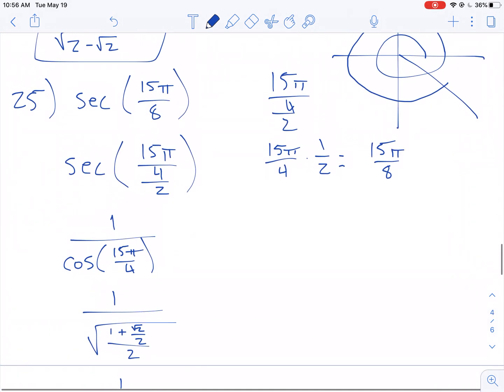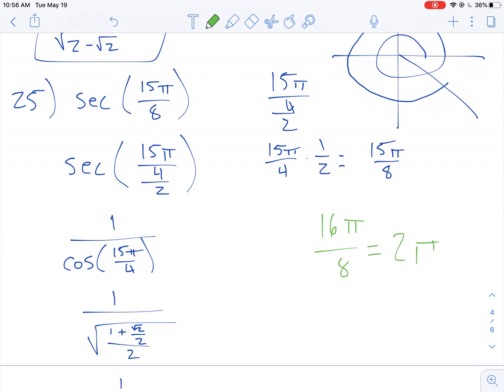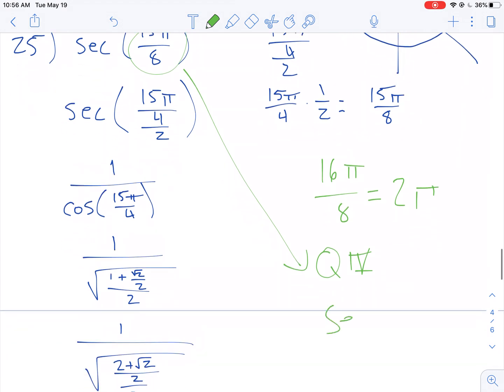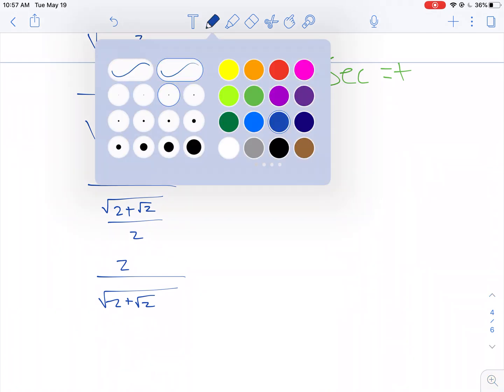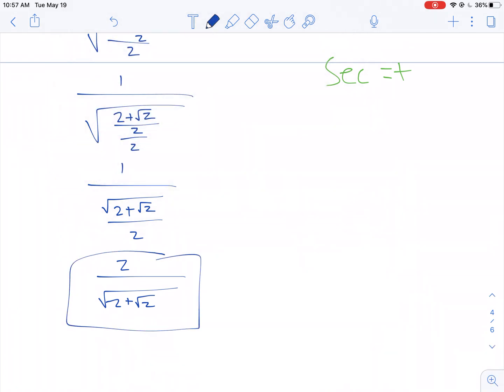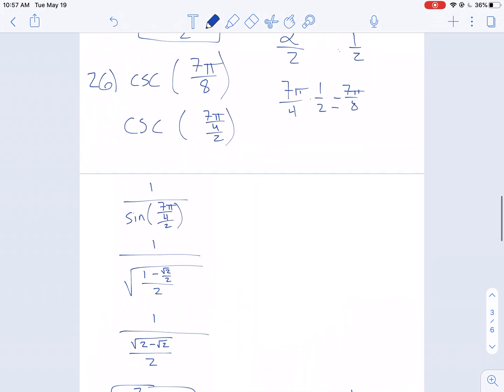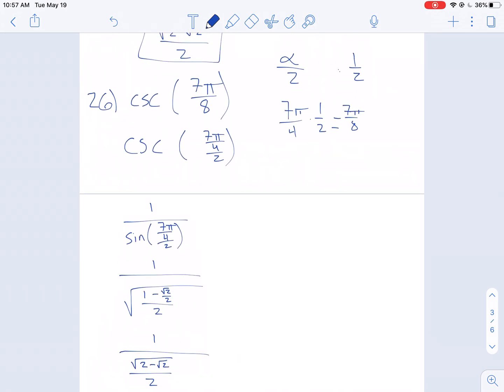One thing that I'm going to go back and do on number 26 as well, for 25, I have to consider my original angle. 15 pi over 8. 16 pi over 8 would be equal to 2 pi. So this is actually a quadrant 4 angle here. Since that's a quadrant 4 angle, that means my secant is positive, so this checks out. I'm going to leave my answer here as this 2 over the square root of 2 plus the square root of 2.